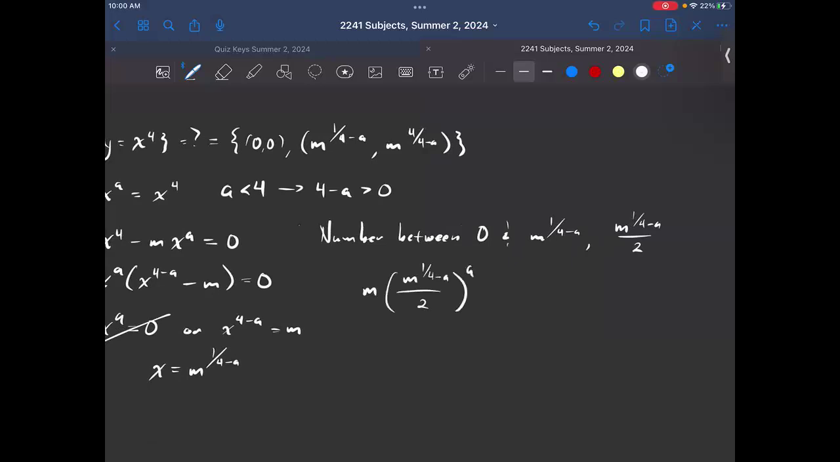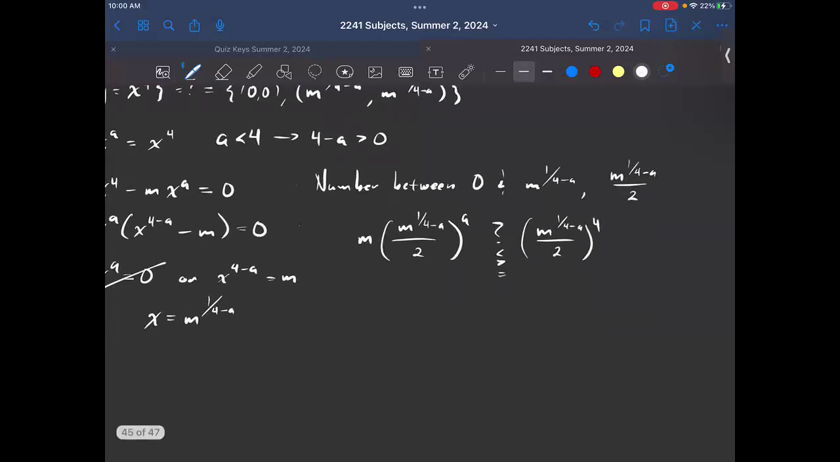Or is it bigger if I just take it to the 4th power? So do I put a less than, greater than, or equal to here? I don't know yet. So we have to check. All right, so let's just put an equal sign there for now. Or, maybe we can put like a little tilde there. Pretend it's like an equal sign. So we don't know yet.